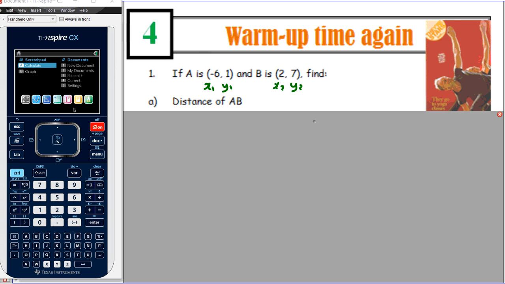For the lesson on parallel and perpendicular lines, we're going to start with a warm-up featuring some of the previous topics in this unit. So warm-up time, question 1. If A is this coordinate and B is this coordinate, find the distance of the line AB.